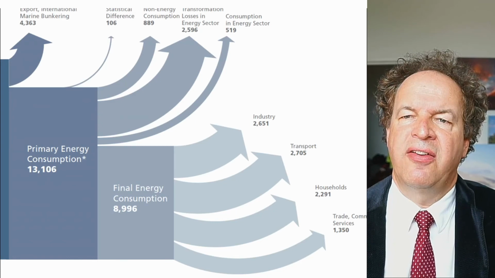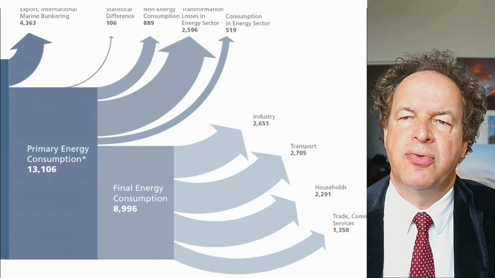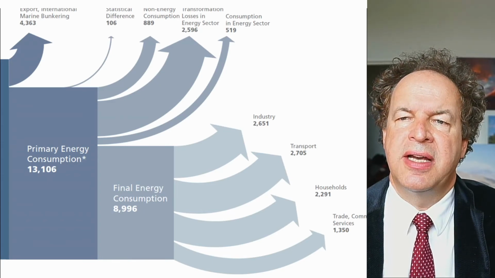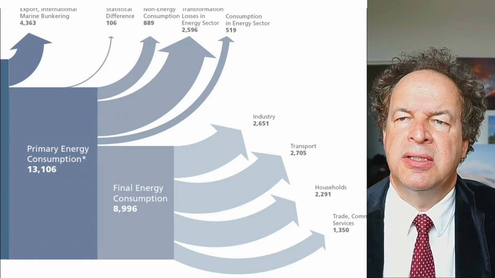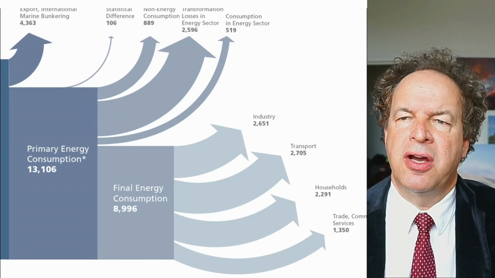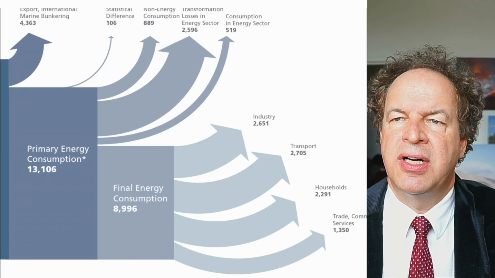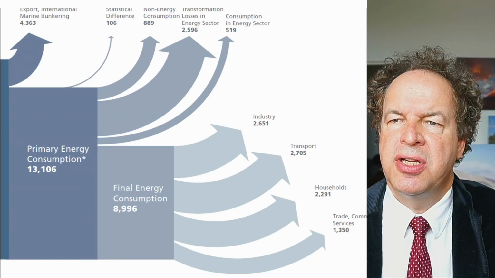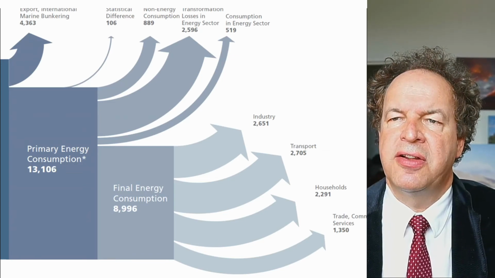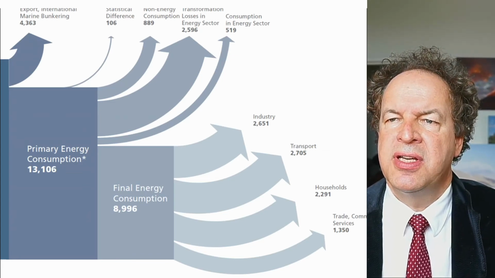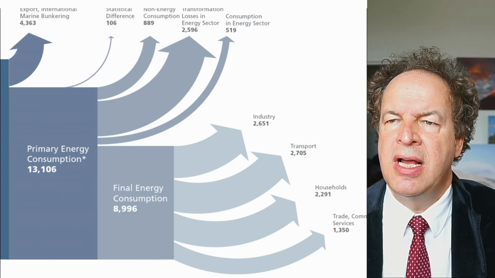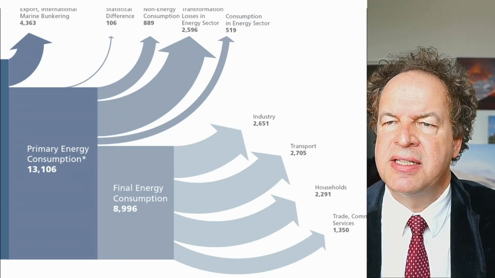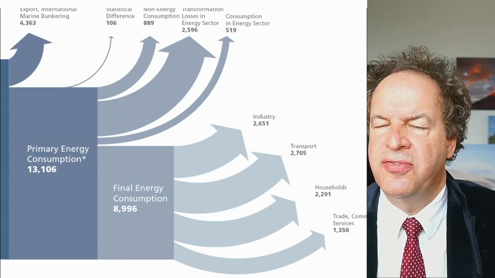Then we have the so-called final energy consumption amounting to 8,996 petajoule. There is an almost equal share going to industry, 2,651 petajoule. For transportation, 2,705 petajoule are used. Households are using up 2,291 petajoule. And trade, commerce and services a little bit less, 1,350 petajoule.